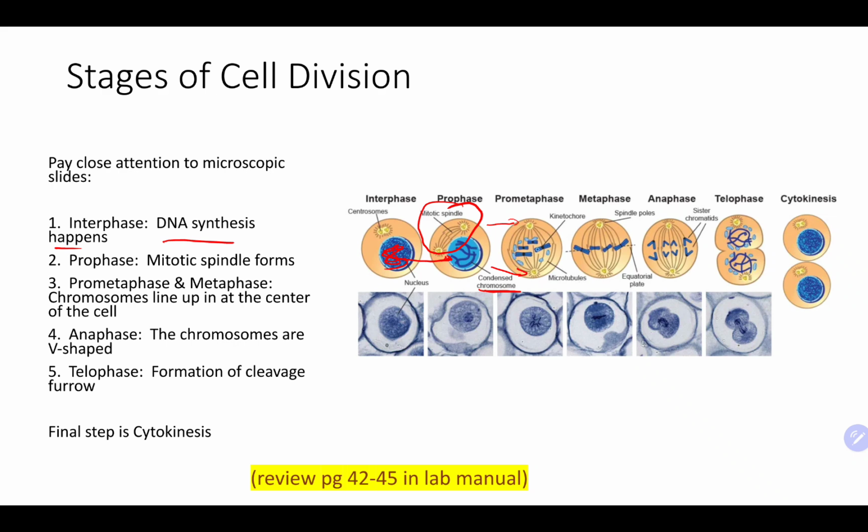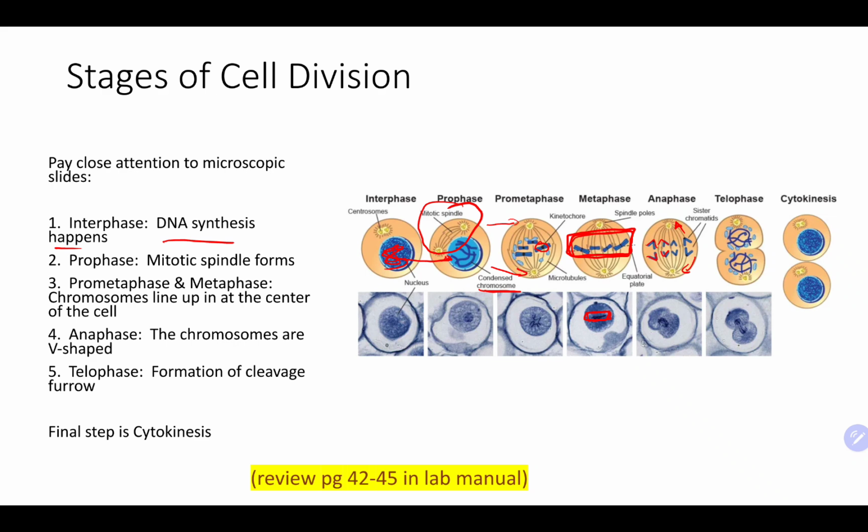In prometaphase and then metaphase, essentially what's happening is these microtubules are attaching to the kinetochore protein of the chromosome, and they're aligning these chromosomes up on the metaphase plate. So that's what we have in metaphase. These chromosomes are literally lined up at the equator, in the center of the cell. And then in anaphase, notice how they look like V's. They're shaped like a V, because these sister chromatids are literally being pulled apart to opposite poles of the cell.